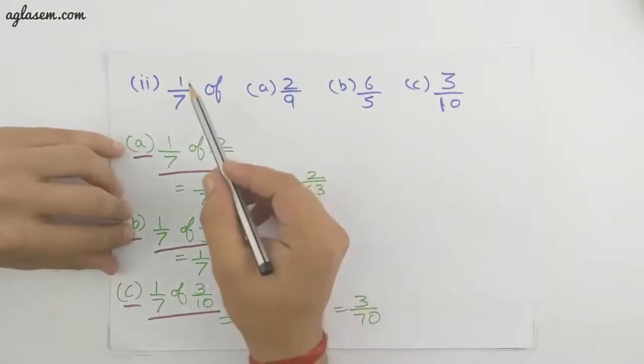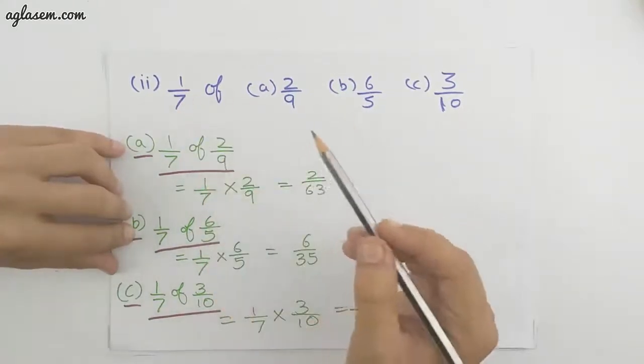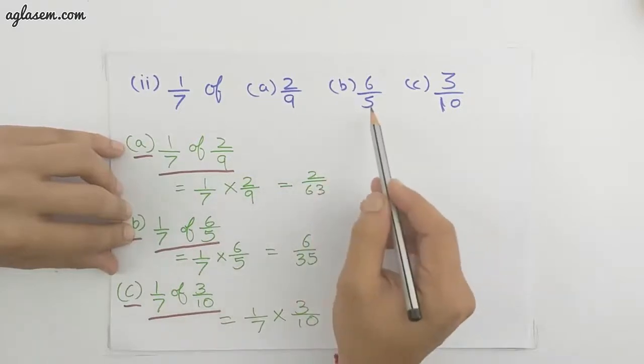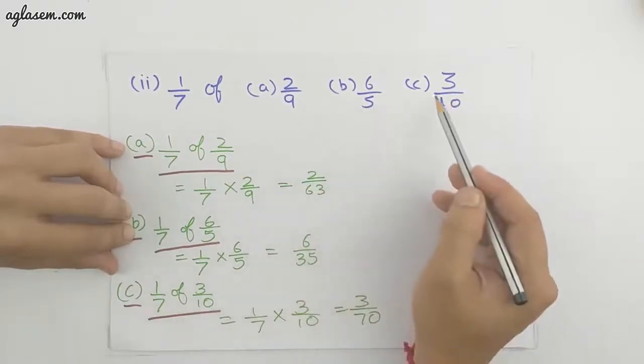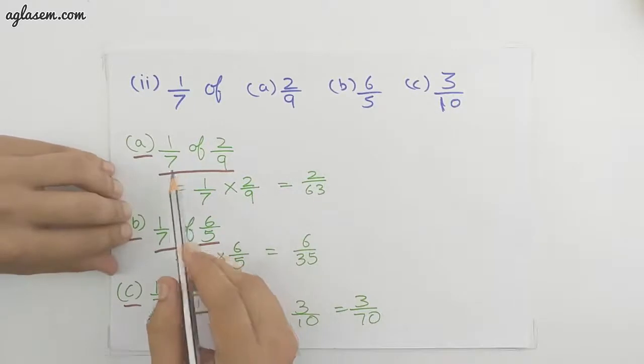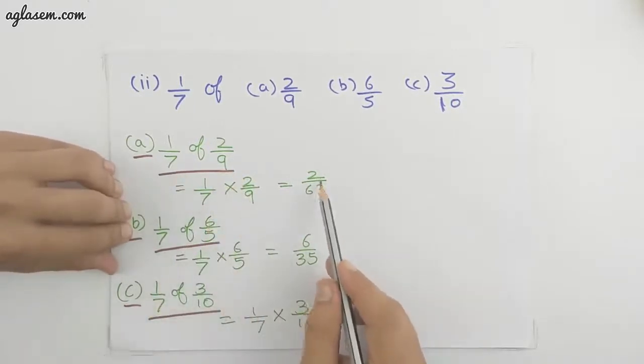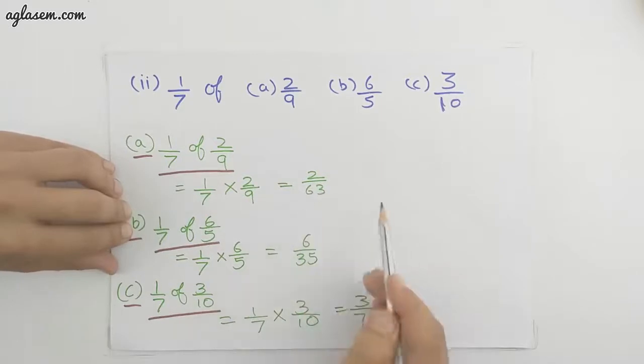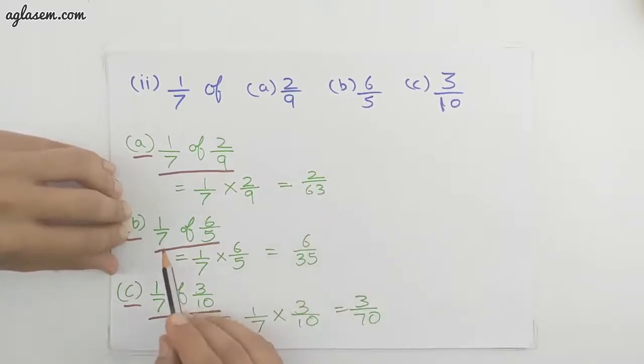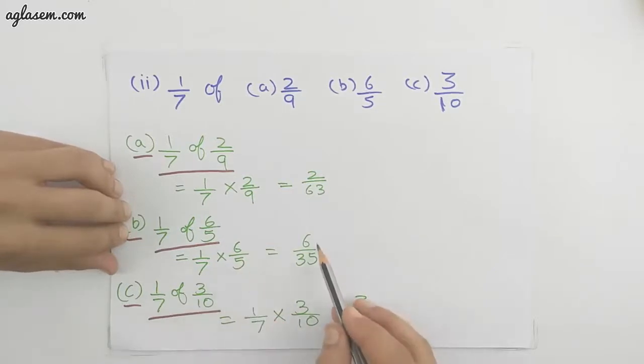Let's move to the second part of the question. In this also we have to multiply 1 by 7 with 2 by 9, then after that 6 by 5, then after that 3 by 10. So first we will multiply 1 by 7 with 2 by 9, which will give us 2 by 63, which is a proper fraction. Next part is 1 by 7 multiply with 6 by 5, which will give us 6 by 35. This is also a proper fraction.